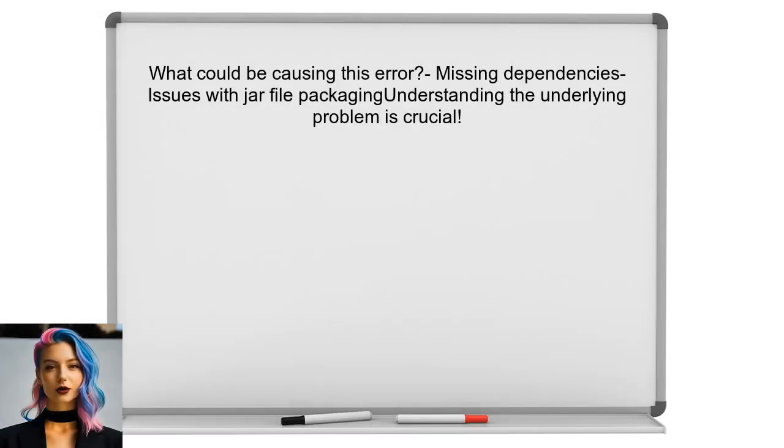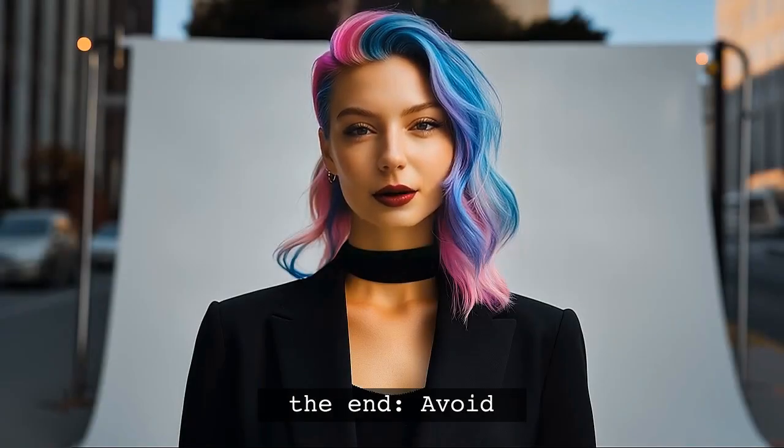So what could be causing this error? It often relates to missing dependencies or issues with how the jar file is packaged. Understanding the underlying problem is crucial for finding the right solution. And stick around. I have a crucial tip at the end that will help you avoid this issue in the future.